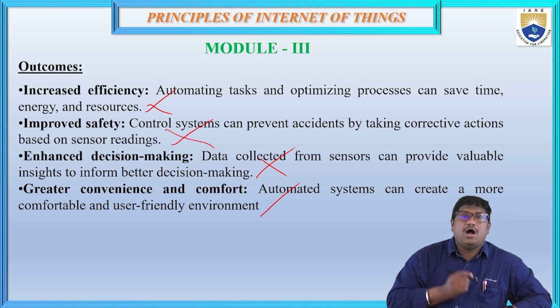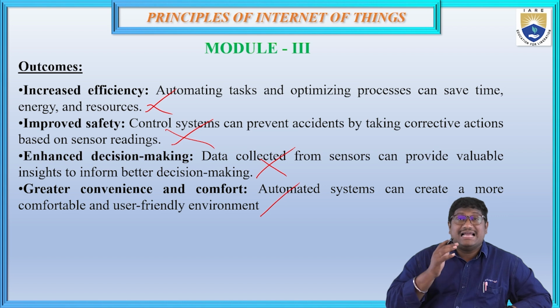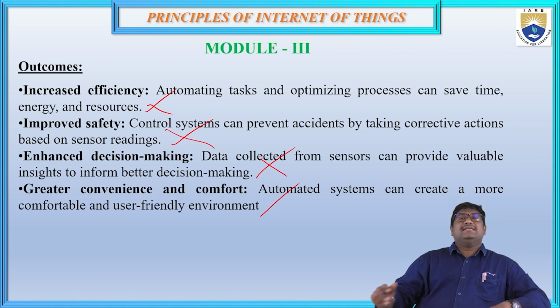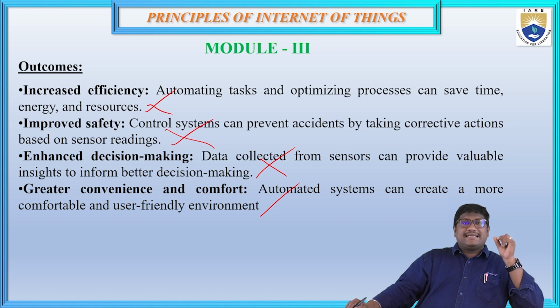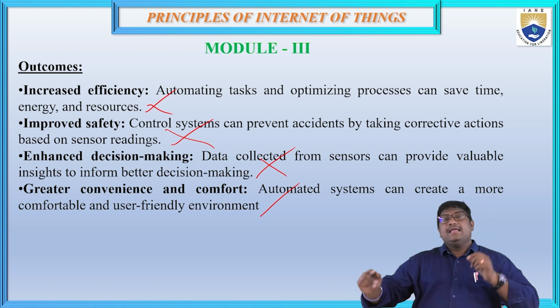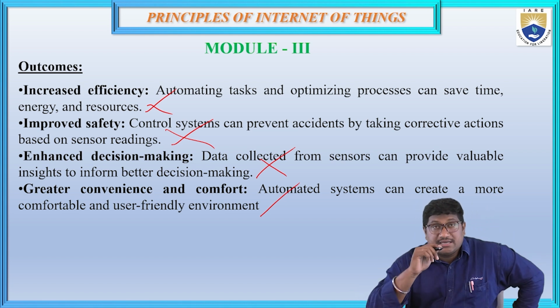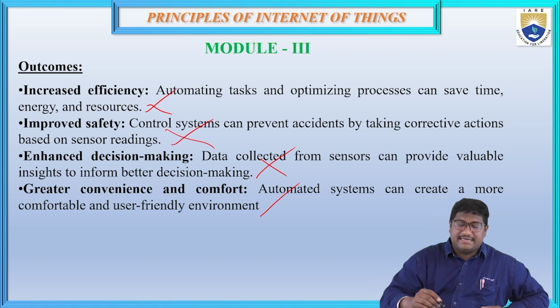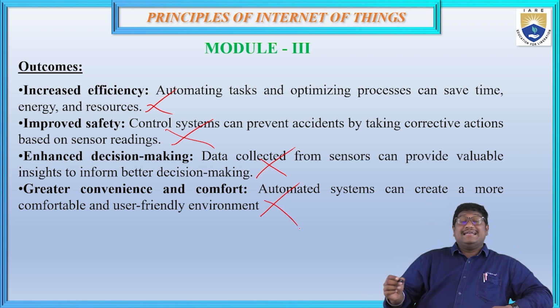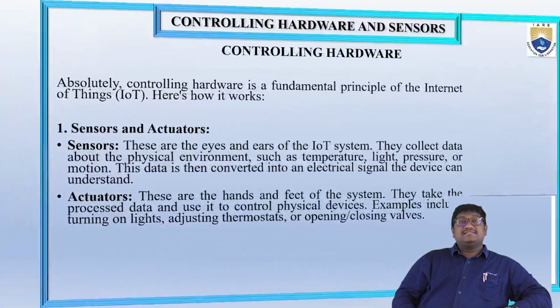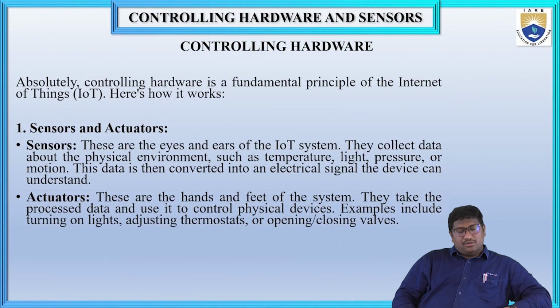And the last outcome was greater convenience and comfort. This greater convenience and comfort will be known to you by automatic systems, which can create a more comfortable and user-friendly environment. These are the outcomes which we are going to get. As I told you today, from these particular topics, I am going to discuss with you three things.